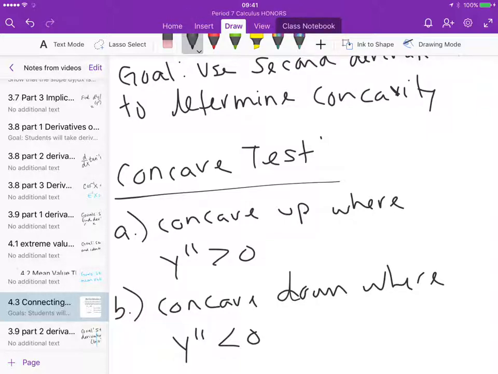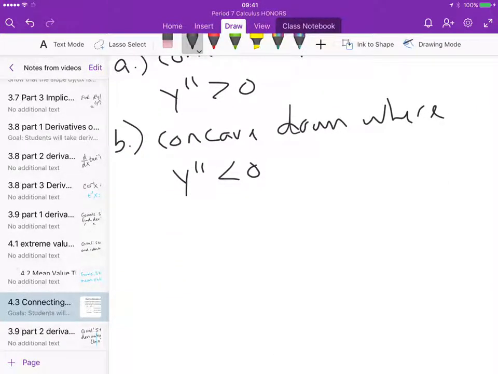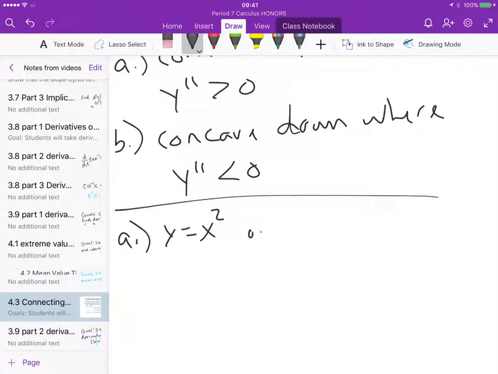I think the easiest way to look at some specific things is to take a look at an example. So let's use the concavity test to determine the concavity of a specific function. Excuse me. Let's say I have the function y equals x squared. We'll keep it really simple. And we want to know the concavity on the interval from 3 to 10.